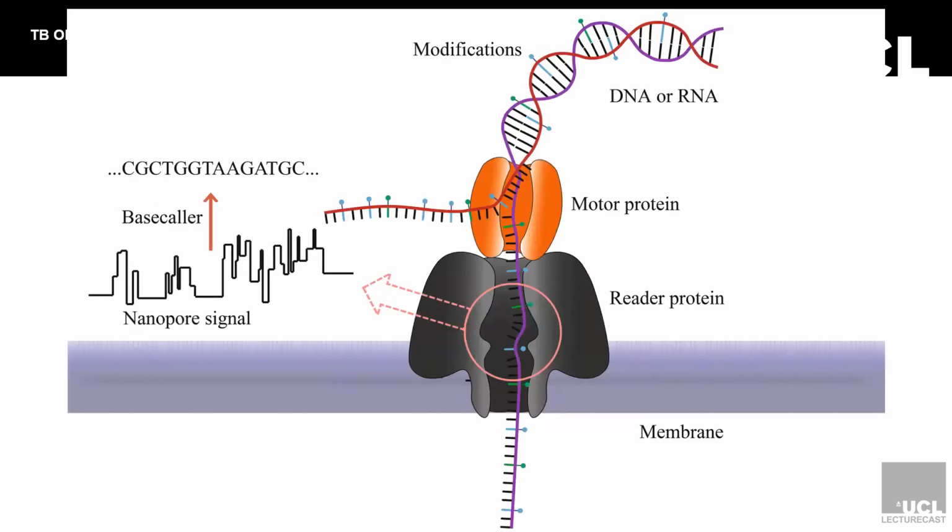So basically you'll see when you get your flow cells, there'll be a little array.